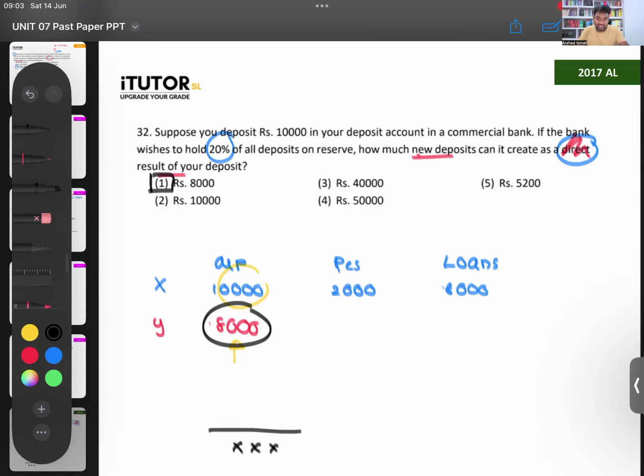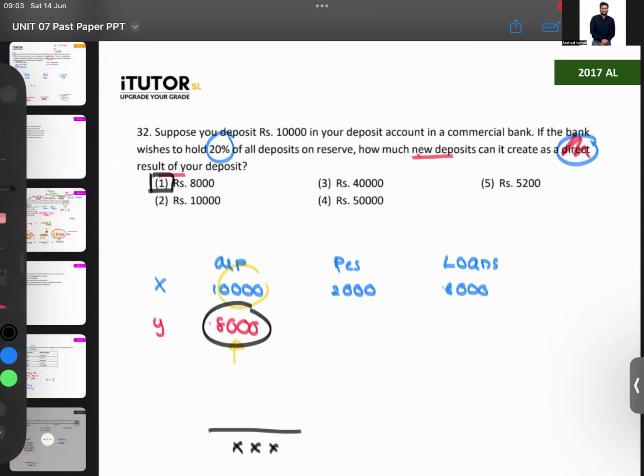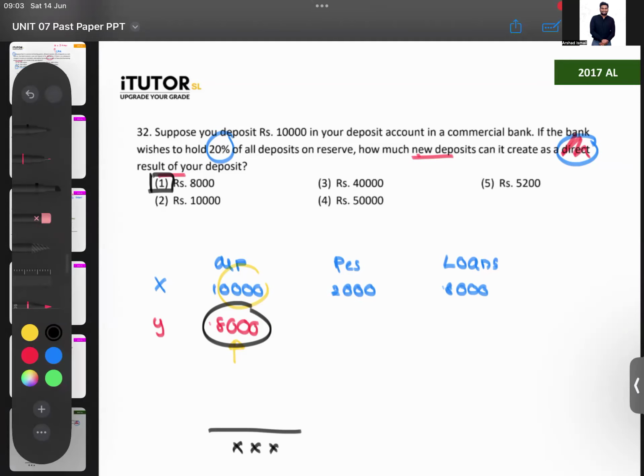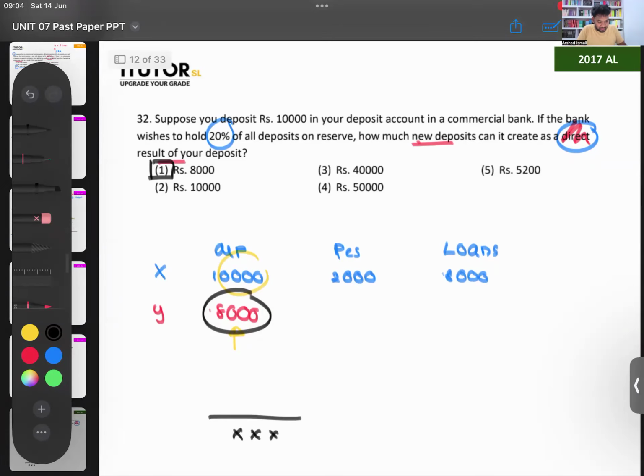How many of you got that correct? 2017, 32. So have that as a learning point. When they say direct result, they're always referring to the immediate impact, not the final impact. Okay, good. Learning point for us. Then we go to the next one.